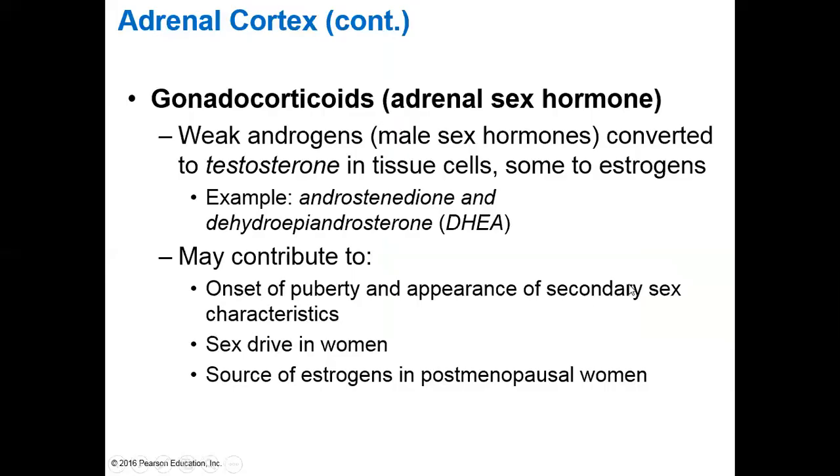So, all right. And then we go to the gonadocorticoids, so gonads. Weak androgens, which come from males, are converted to testosterone in the tissues, and some can be converted to estrogen as well. I think you guys know that men do have estrogen. They can contribute to the onset of puberty and the appearance of secondary sex characteristics, sex drive in women, and then a source of estrogen in postmenopausal women, because postmenopausal women have a decrease of estrogen. So the adrenal sex hormones or gonadocorticoids can actually help a little with that lack of estrogen.